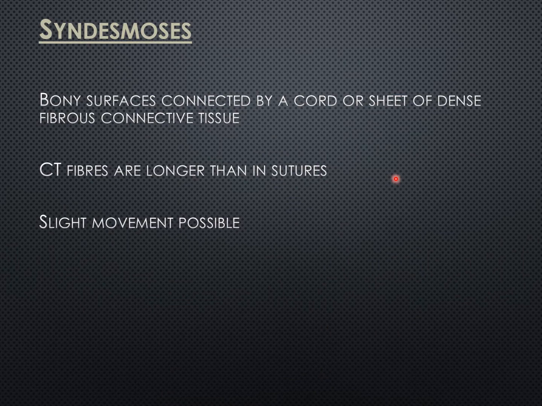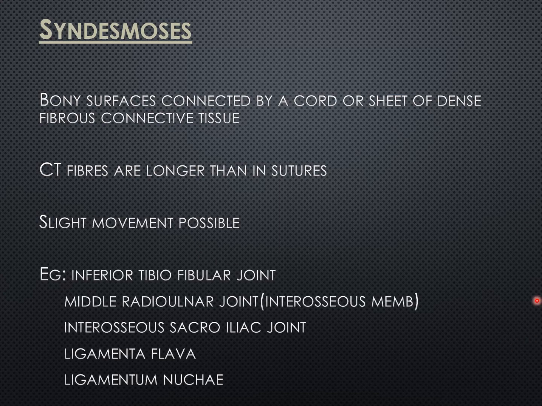Now moving to the next variety of the fibrous joints, that is syndesmosis. Here the bony surfaces are connected by a cord or by a sheet of dense fibrous connective tissue. So these connective tissue fibers will be longer than that of the sutural membrane that we see in sutures. So as a result, since they are slightly longer, slight movement is possible in case of syndesmosis. We need to see examples for syndesmosis.